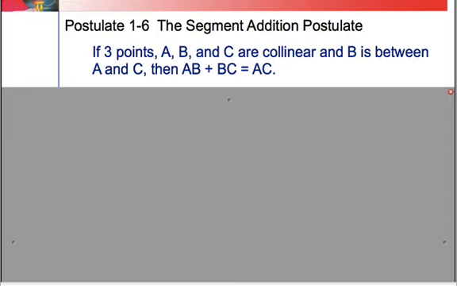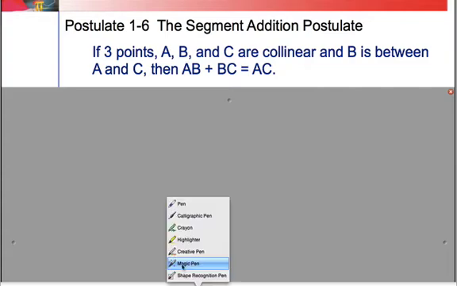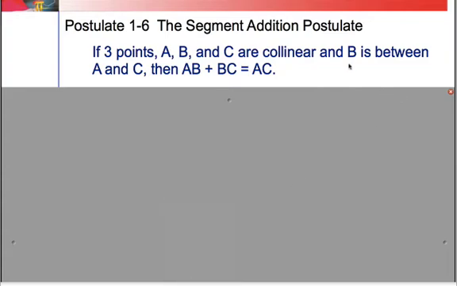The first part of the postulate says if we have 3 points, A, B, and C, and those 3 points are collinear, and B is between A and C, in other words, B is in the middle, then the length of AB plus the length of BC should equal the length of the whole segment AC.